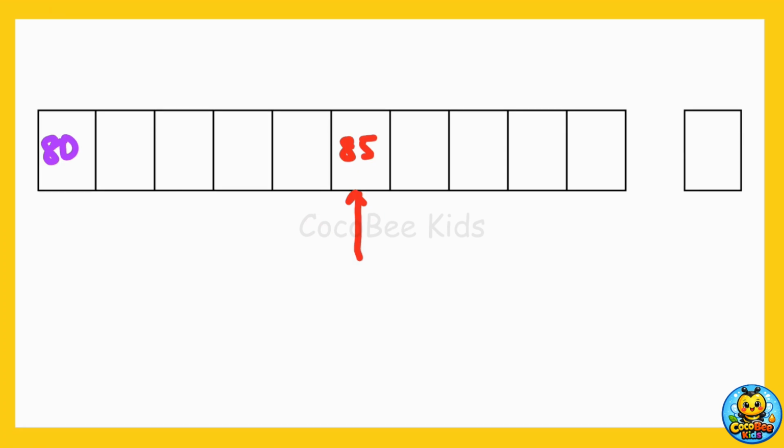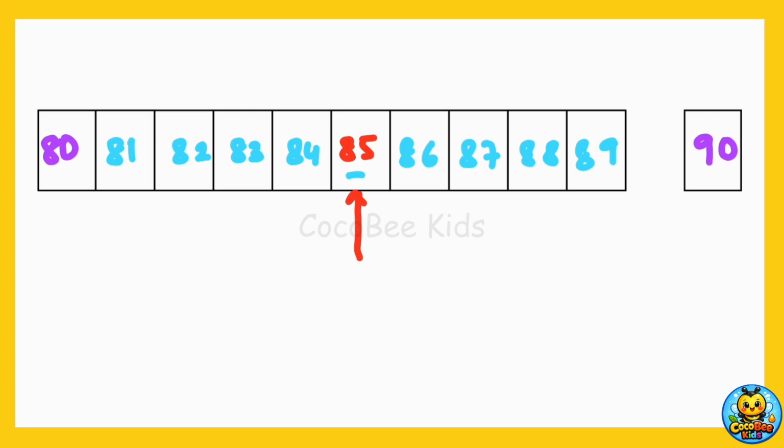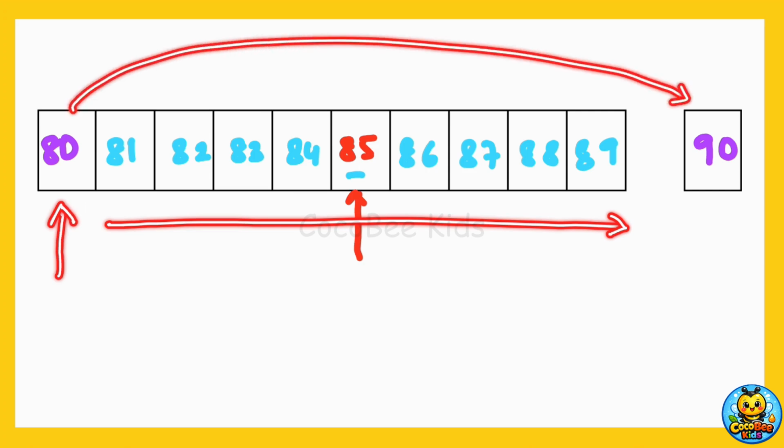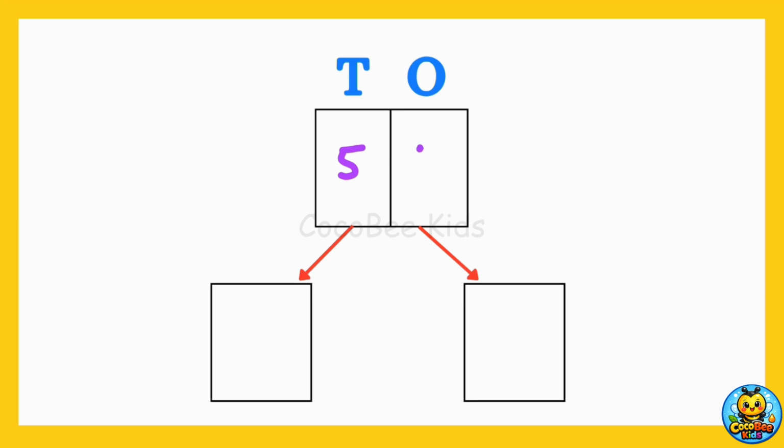Now tell me, where exactly does 85 live? It lives between 80 and 90. So we say that 85 lies between 80 and 90. Can you tell me some other numbers that lie between 80 and 90? We have 81, 82, 83, 84, 85, 86, 87, 88, and 89. So all the numbers starting from 81 to 89 belong to the 80s family and they lie between 80 and 90. Now we have the number 54.